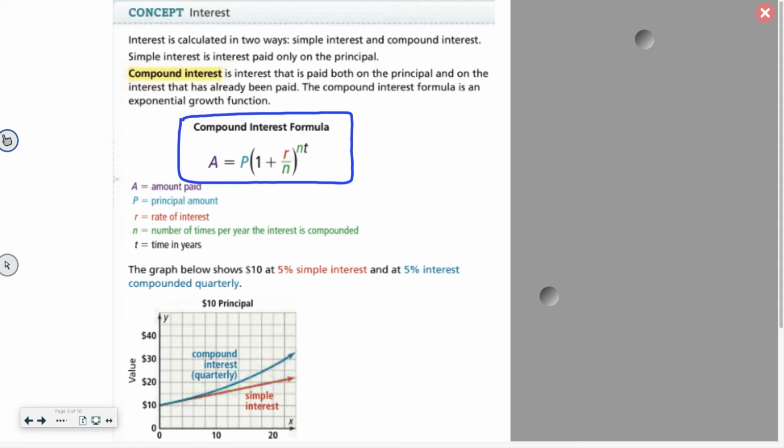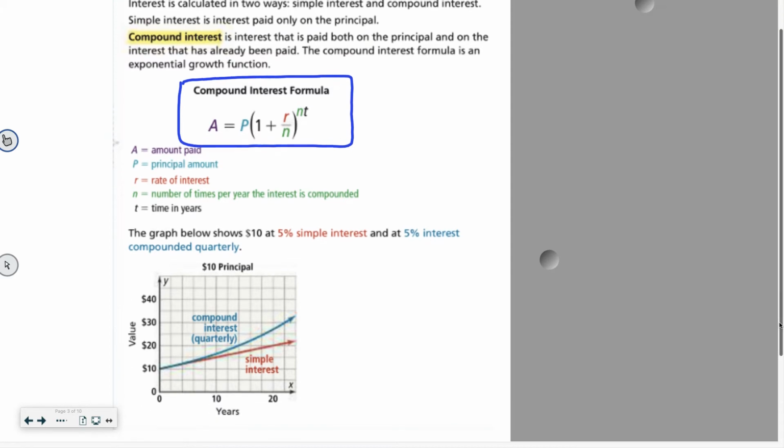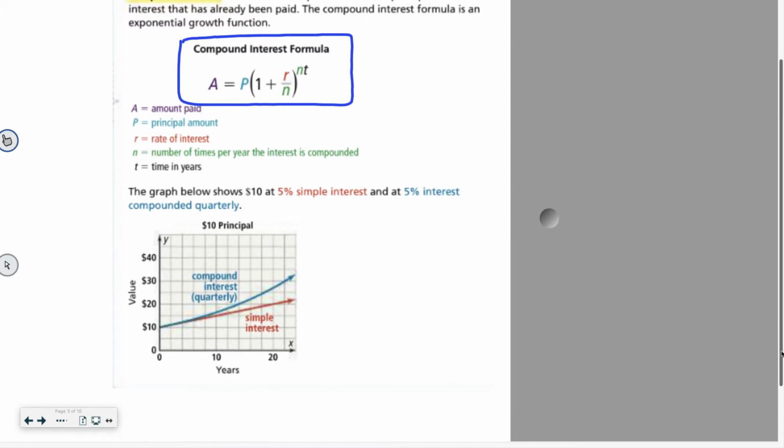Okay? And if we look and compare, if we started with $10 and we had a 5% simple interest rate and a 5% compounded quarterly interest rate, you can see that over time, the compound interest actually earns more money. It gets you more money for your value. So compound interest can be a really, really good thing.